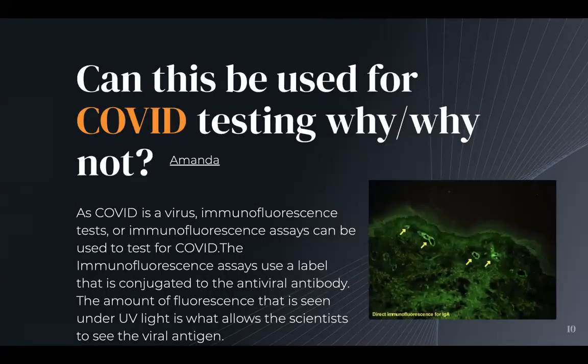So currently, with the number of cases of COVID-19 rising, they have been able to use immunofluorescence assays to test for COVID. The immunofluorescence assay uses a label that is conjugated to the antiviral antibody. Then scientists are able to look at the amount of fluorescence that is seen under UV light, which allows the scientists to see the viral antigen and identify which virus it is, what kind of strain it is. And in that picture, you can see where the arrows are pointing are the viral antibodies that are being seen.